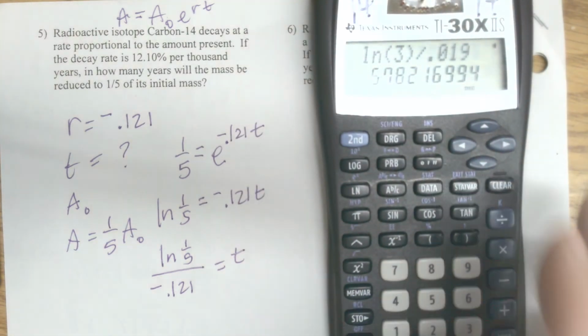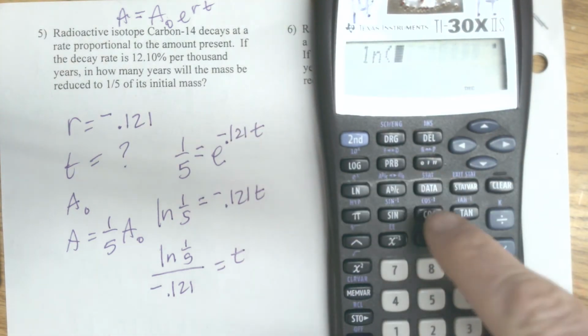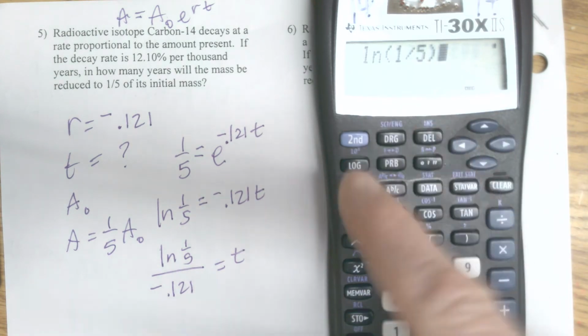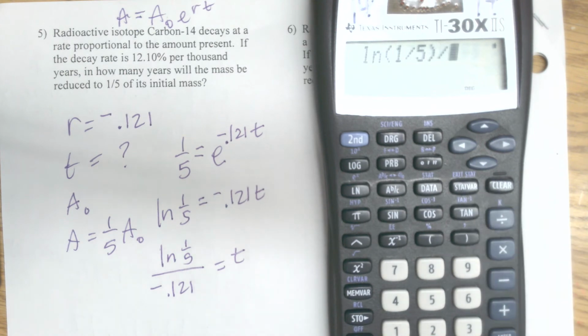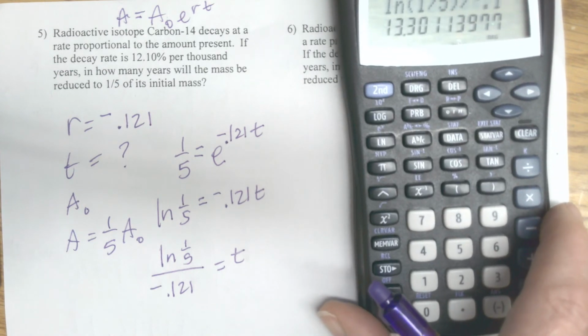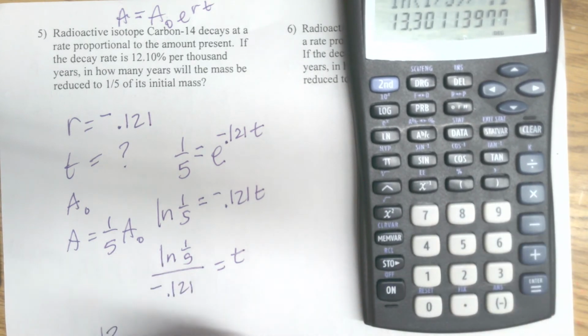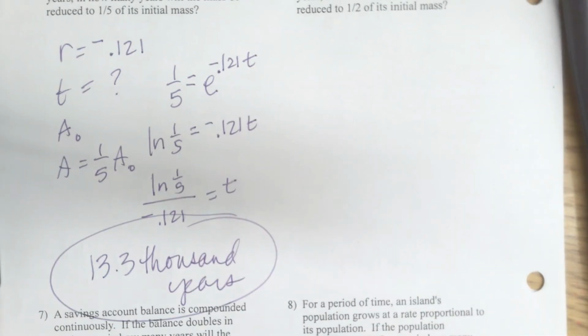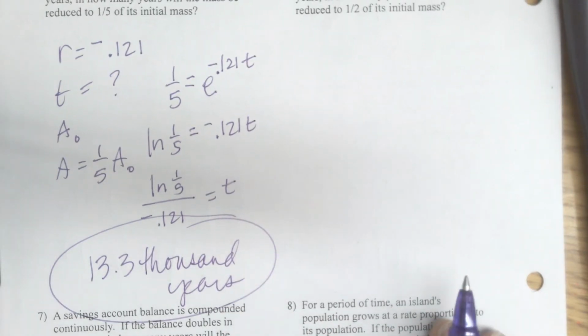So when I do this ln 1/5, you can use a fraction key if you want to, just end it in parentheses when you're done, divided by negative 0.121, and we end up here with 13.3 thousand years. Watch out for, again, how you label your answers depending on the scenario.